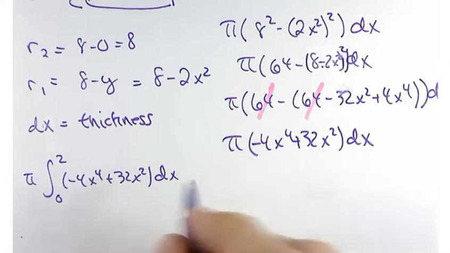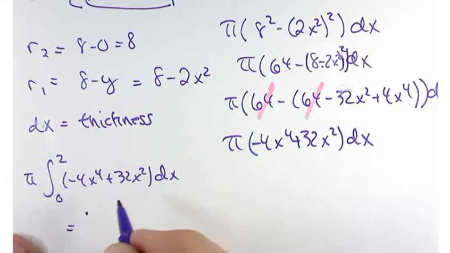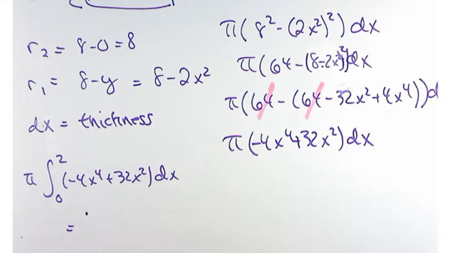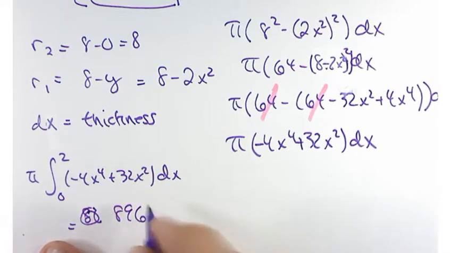16 pi over 3. Wait, no, not. Let me double check that one. This one was C, right? We did C? Yeah, 896. Yeah. 896 pi over 15.